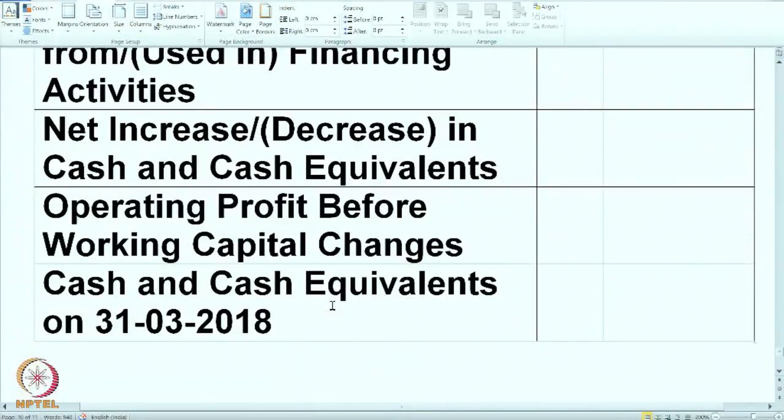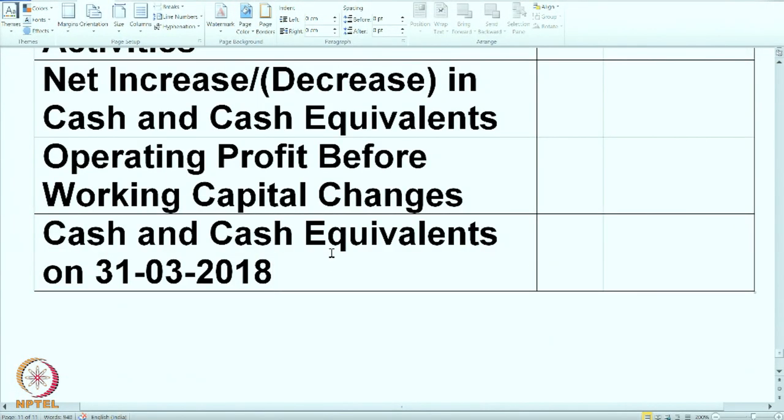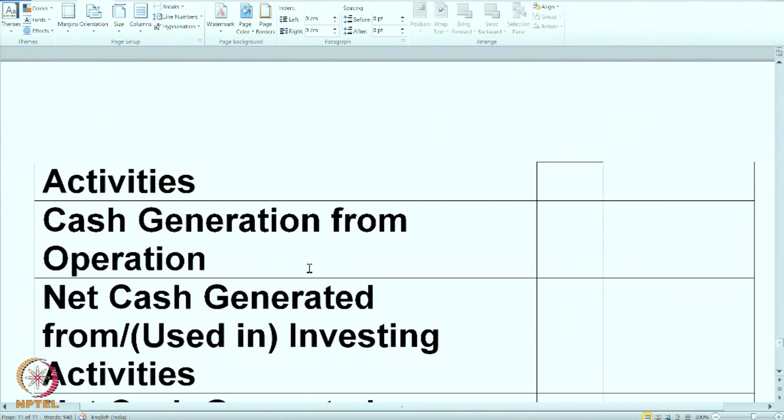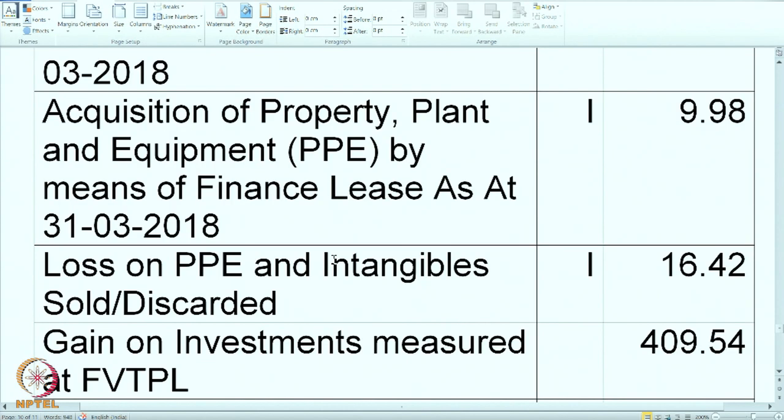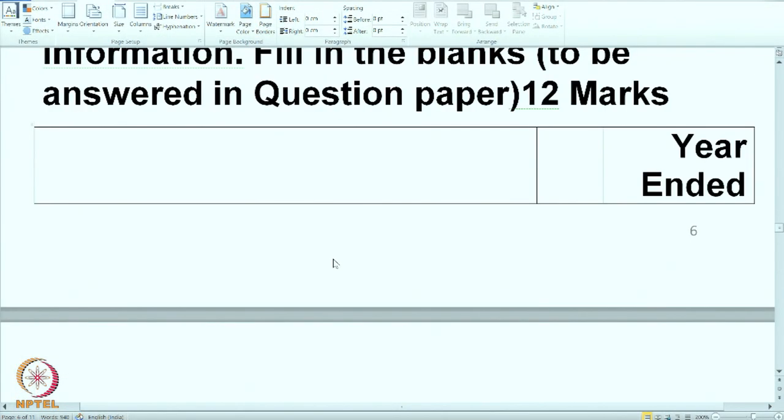It is possible because cash at the end of the year, you can take it from balance sheet. Then do all other calculations. And by reverse working, you can calculate the cash at the beginning of the year. So, are you ready now to prepare the cash flow statement? You can pause the video here, complete the calculation, and right away we will talk about the solution.